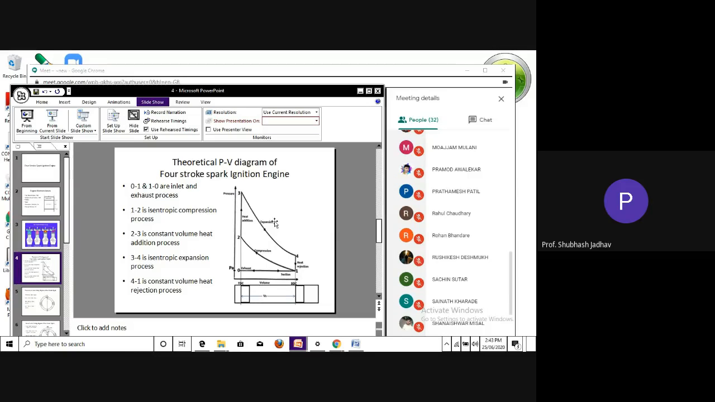Okay, so process 3 to 4, what is actually happening? The piston is moving from TDC to BDC, top dead center to bottom dead center. When the piston moves from top dead center to bottom dead center, the volume is increasing, so it has to move to the right side. What happens to pressure? The pressure has to decrease, because the volume is increasing. So the line moves towards the right, and since the pressure is decreasing, it has to move down. So the line is moving like this, and reached up over here.